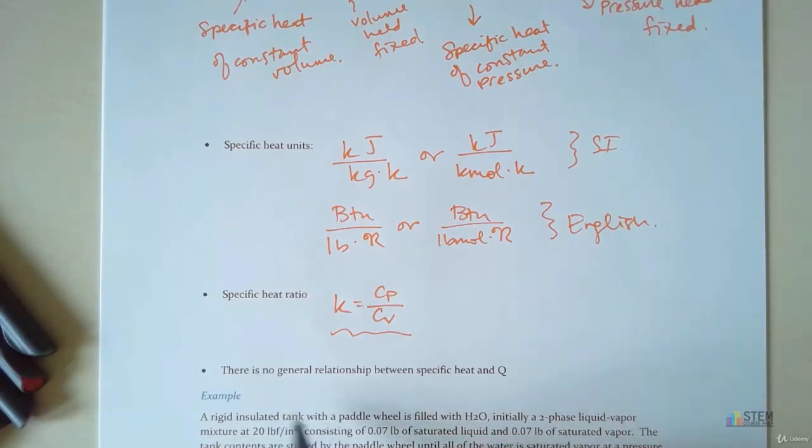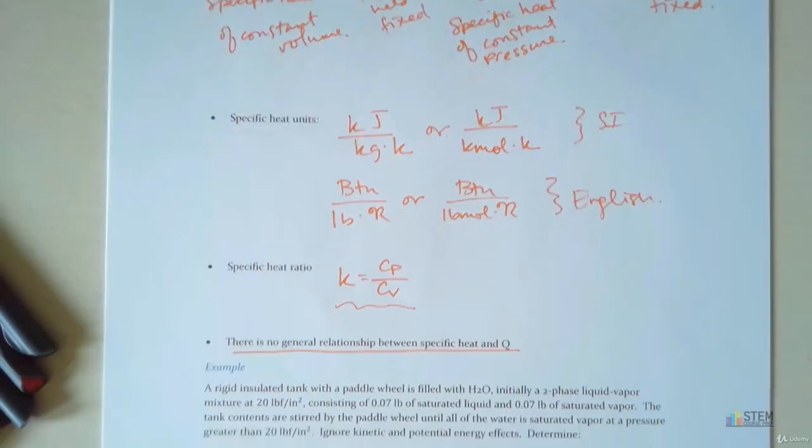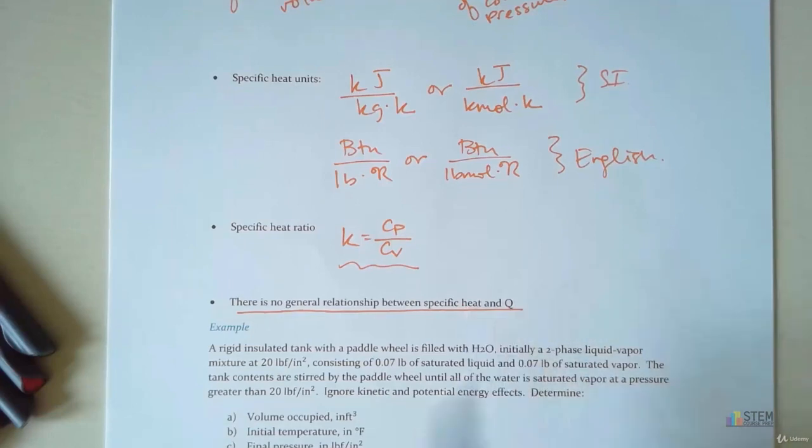Now, an important thing to note here: there is no relationship between specific heat and Q. A lot of people ask that, but there is no real relationship between those two. Q, remember, is the energy transferred in by heat. This specific heat information we just talked about is something different. This one is just based on the substance and how much heat is required to raise the temperature of that specific substance. All right, let's stop this video there and we'll pick it up next time.